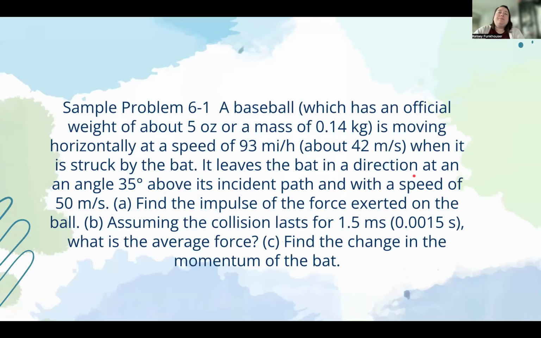So now we're going to do sample problem 6-1. A baseball, which has an official weight of about 5 ounces or a mass of 0.14 kilograms, is moving horizontally at a speed of 93 miles per hour, about 42 meters per second, when it is struck by a bat. It leaves the bat in a direction at an angle of 35 degrees above its incident path and with a speed of 50 meters per second. So we want to find the impulse of the force exerted on the ball. And if we assume that the collision takes 1.5 milliseconds, we want to find the average force and then the change in momentum of the bat.